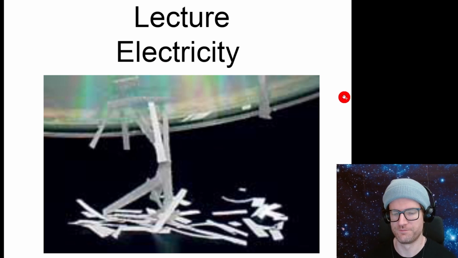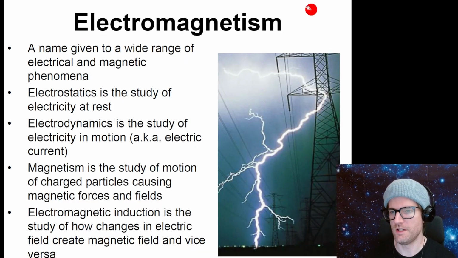Let's get started. So electricity is a subset of electromagnetism, and next time we'll talk about magnetism. This time we'll talk about electricity. So there's a lot of different phenomena for electricity and magnetism.